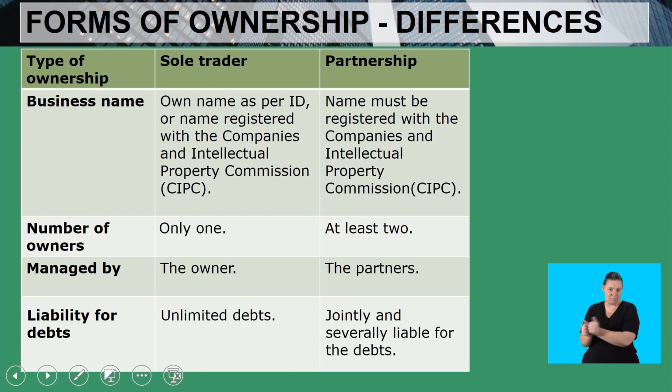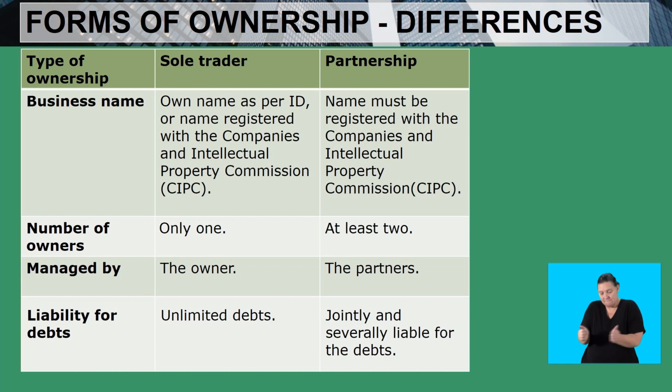Then liability of debts. Unlimited debts under sole trader. As we've said before, the owner of a sole trader and the business are inseparable. So whatever debts are in the business, they belong to the owner. And under partnership, jointly and severally liable for the debts. So partners are jointly liable for the debts of the partnership. It's not only one partner who has to pay for the debts of the partnership, but all of them as partners are jointly liable.